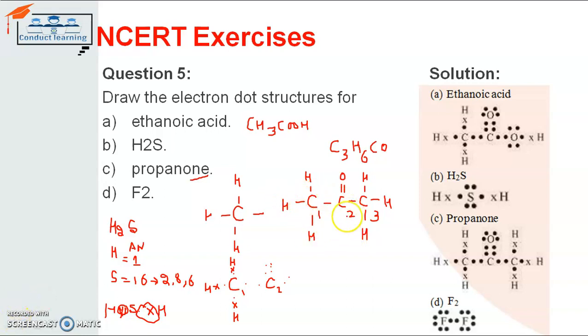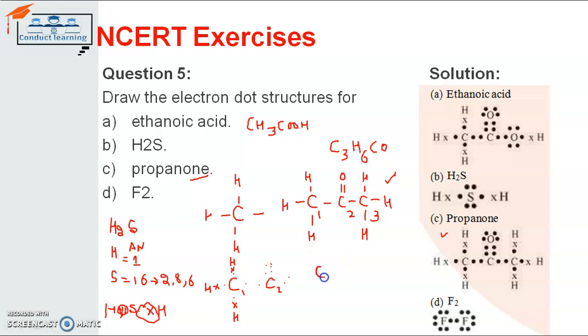If you know that structure diagram, you can draw this one also. The only difference is that the electrons are represented by dots and crosses in it, so that's why it's known as an electron dot structure. Otherwise, this one is also a structure diagram for propanone. This is not wrong, but this is not an electron dot structure. You can draw this diagram from this also, right?